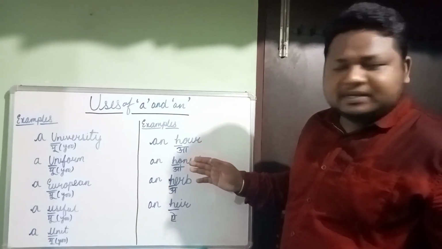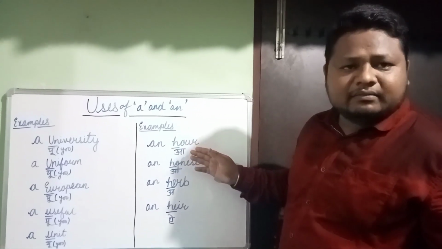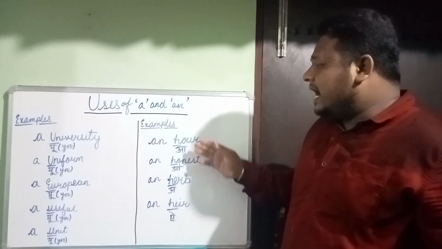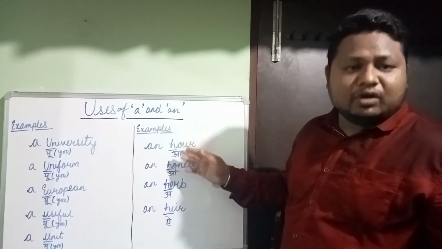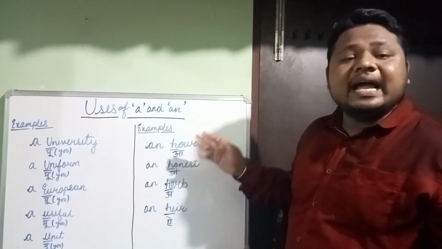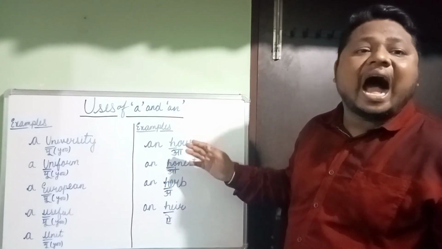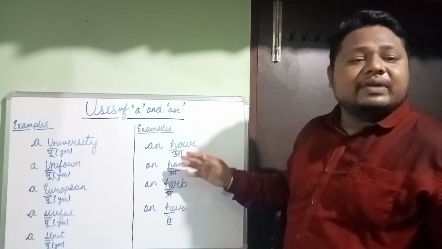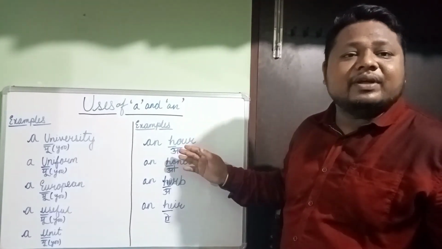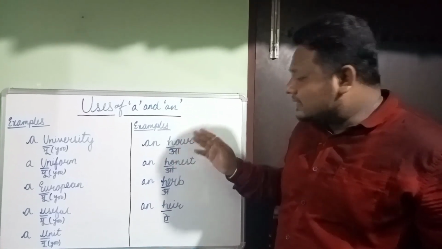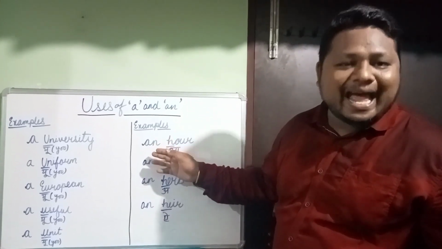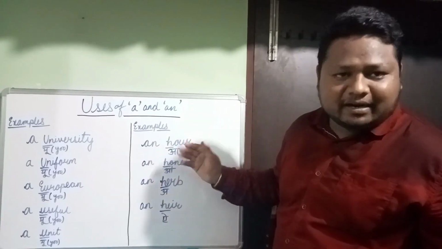Now look at these examples. When you say hour, H-O-U-R, it is beginning with a consonant. But here H is silent. We pronounce it as our. So we say that it is beginning with a vowel sound. That's why we use the article an hour.